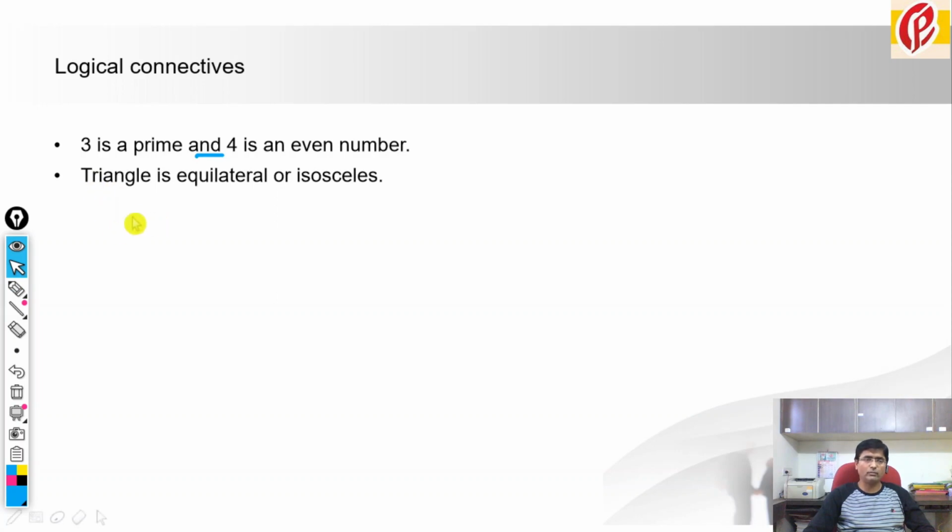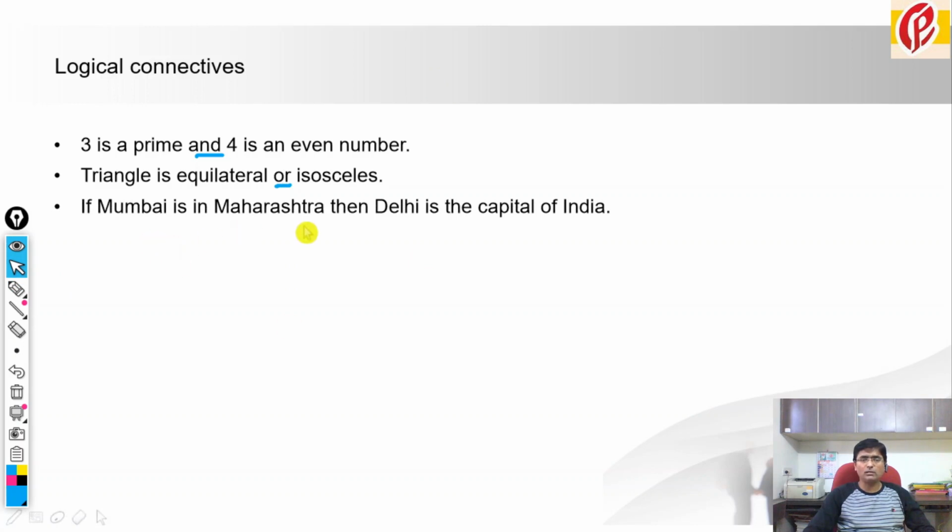Then our next statement, triangle is equilateral or isosceles. Now here also there are two statements. One is triangle is equilateral and another is triangle is isosceles. And these two statements are joined with the word or. Next, if Mumbai is in Maharashtra, then Delhi is the capital of India. So these are the two statements: Mumbai is in Maharashtra and Delhi is the capital of India. And these two statements are joined with the words if and then.